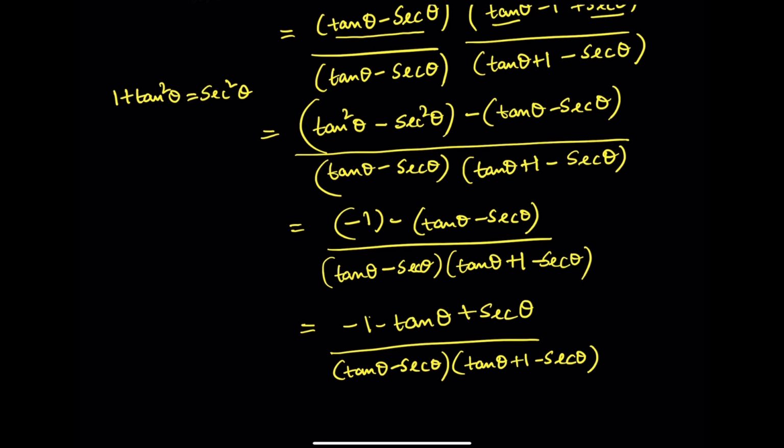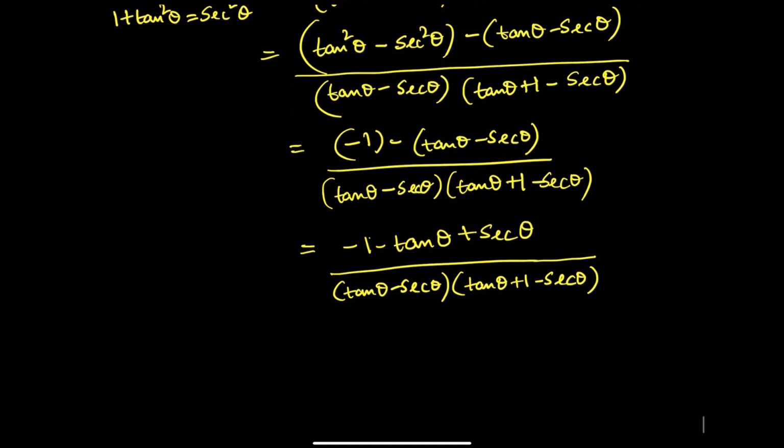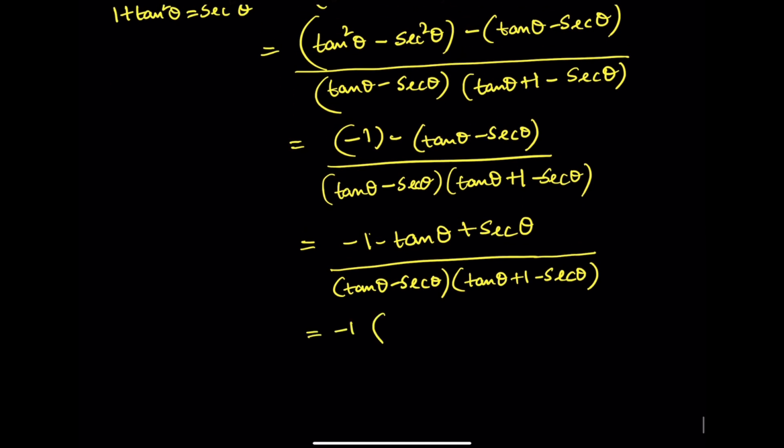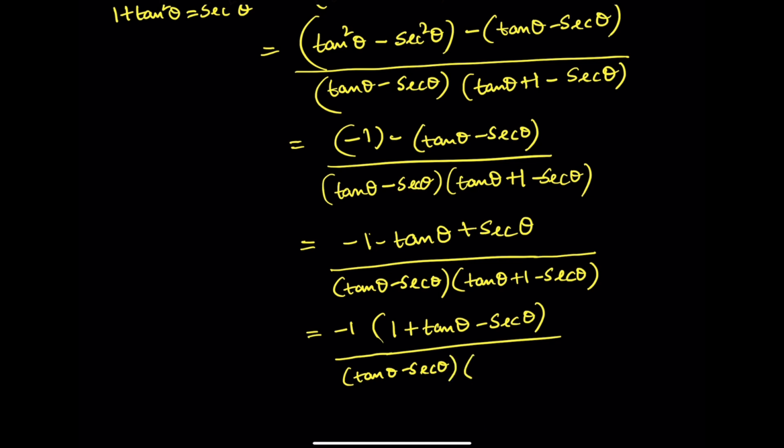Okay. Now if you observe here, the numerator and this part of denominator is nothing but a negative version of each other. So if I take minus 1 as common, so this would be 1 plus tan theta minus secant theta divided by tan theta minus secant theta times tan theta plus 1 minus secant theta, correct?